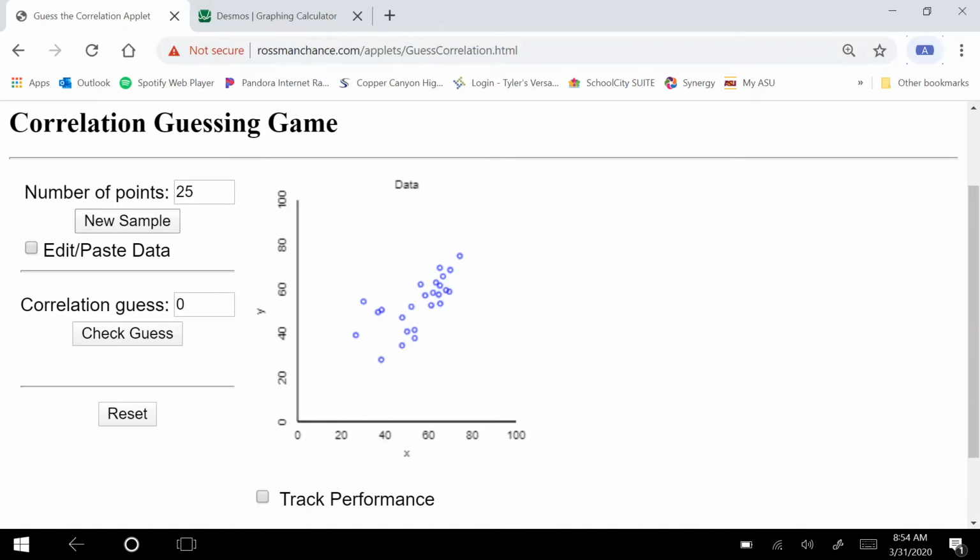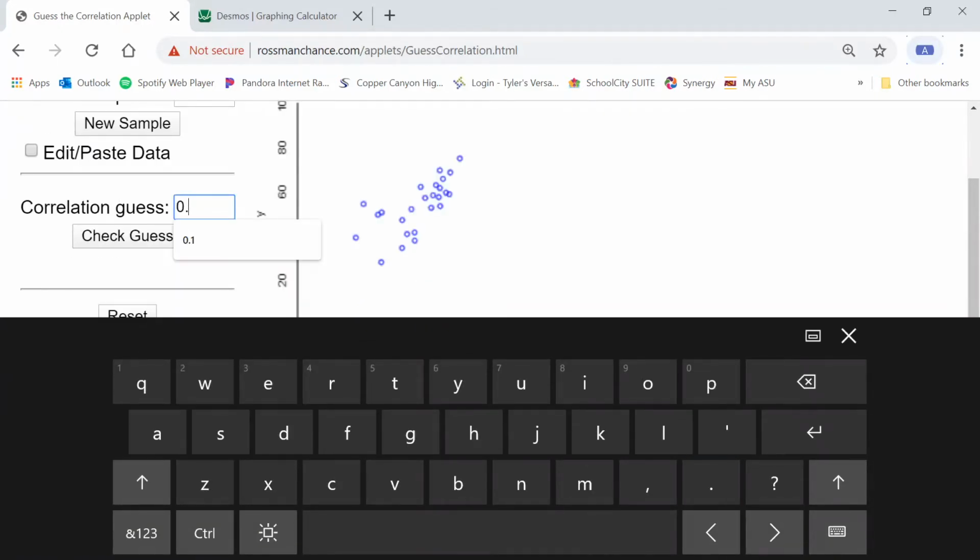All right, you guys try this one. So again, positive. Strength is fairly strong in through here. I would say these four are a little bit off, so I'm going to go 0.75.